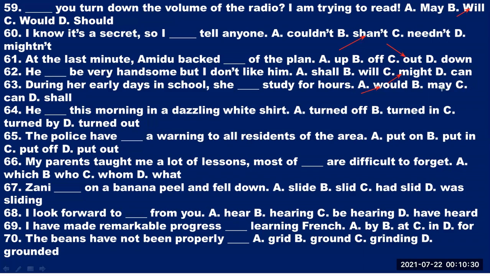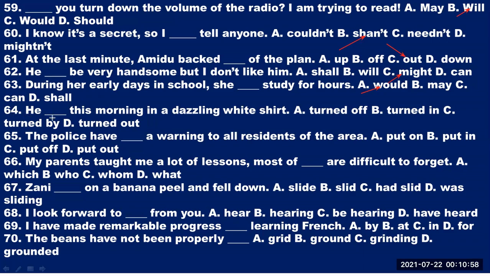May is the present tense of might. And we are talking of during her early days in school, it is a past action. Can is the present tense of could and cannot be used for a past action. Shall is a future tense and of course is not appropriate for a past action.